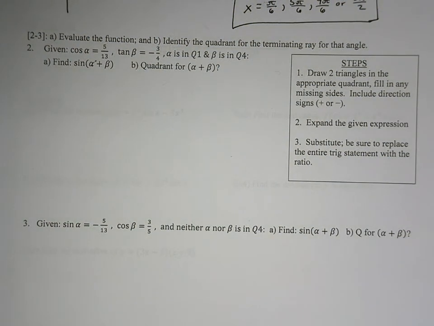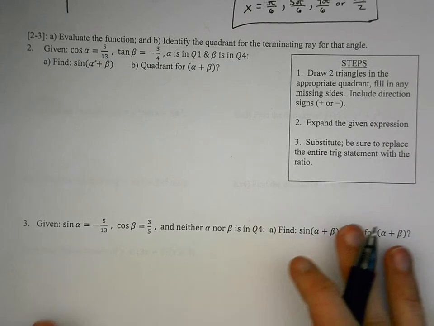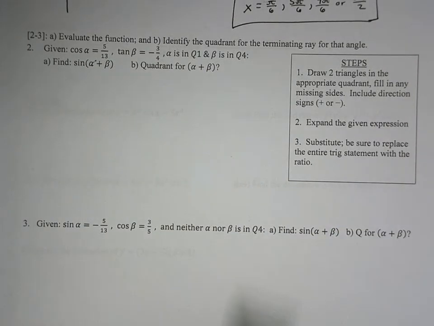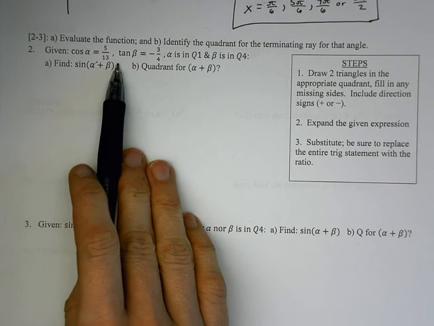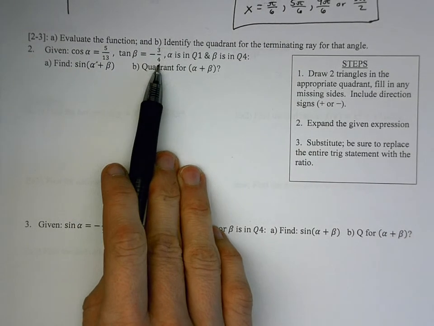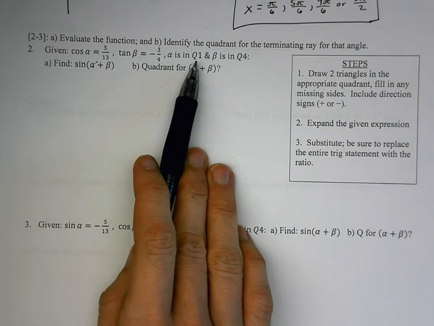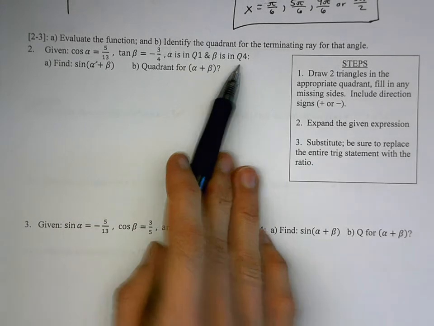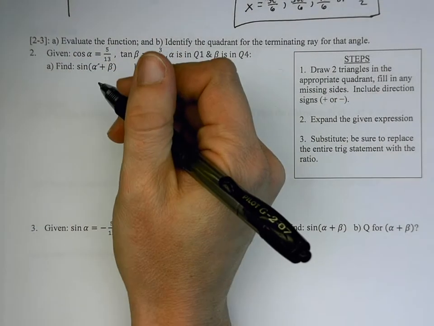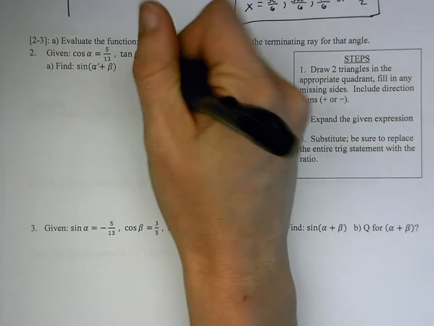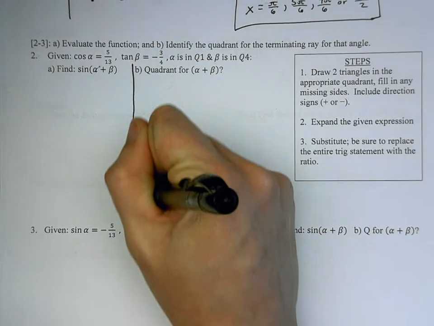Okay, so here we go. This is what this looks like. We're going to go ahead and do part A and part B of number 2. Number 2 says, given that cosine alpha equals 5/13 and tangent beta equals -3/4, alpha is in quadrant 1 and beta is in quadrant 4. Okay, so before doing anything else, we're going to go ahead and draw those triangles, right? I'm going to go ahead and leave myself some workspace here.